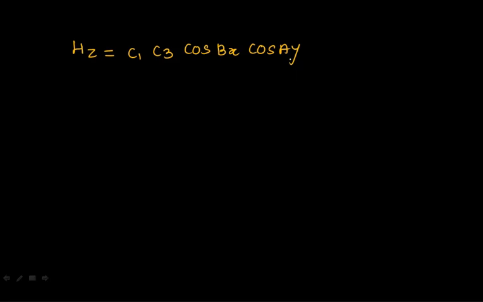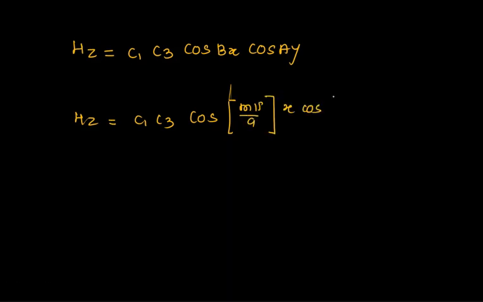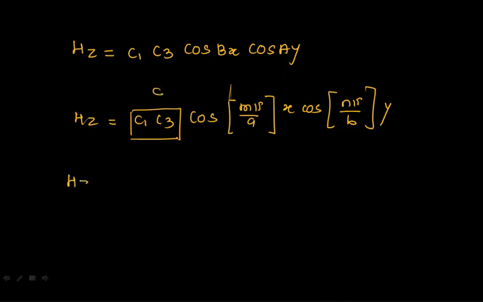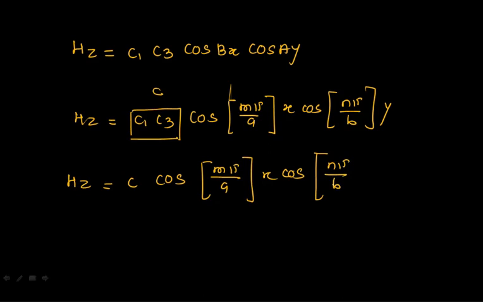If you don't write, it will be okay, because the constant goes into the constant. So substituting A and B, Hz will become C1 C3 cos of m pi by a x cos of n pi by b y. You can define this as another constant, which is nothing but C. So Hz will be C cos of m pi by a x cos of n pi by b y.